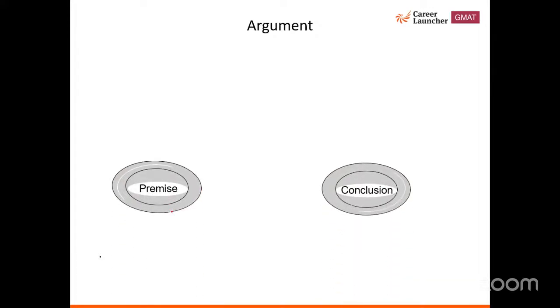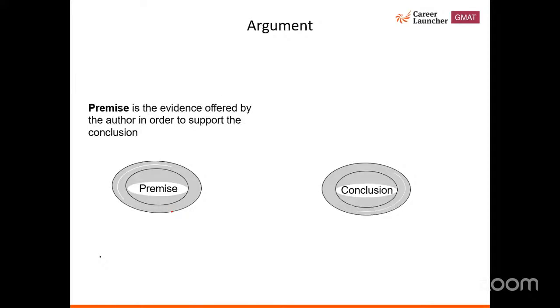Any typical argument is made up of two components, a premise and a conclusion, right? Premise is basically the evidence that is offered by the author, so the evidence, reasoning, logic, and conclusion is the main point, the central idea that the author wants to convey, right? So that is the main point of the argument. Okay. So any critical reasoning argument will have the following components, which include the premise and the conclusion. Premise is the evidence, reasoning, logic, and conclusion is the main point, the central idea that is provided to you.